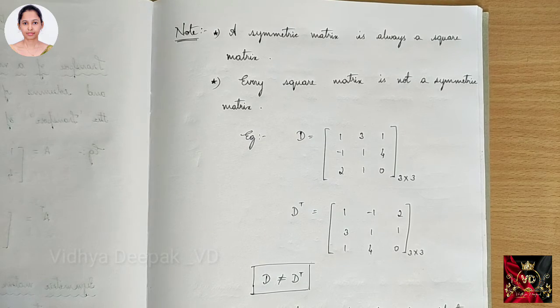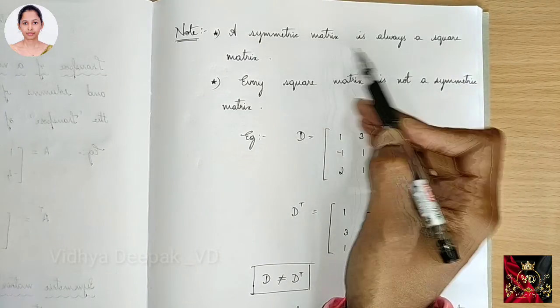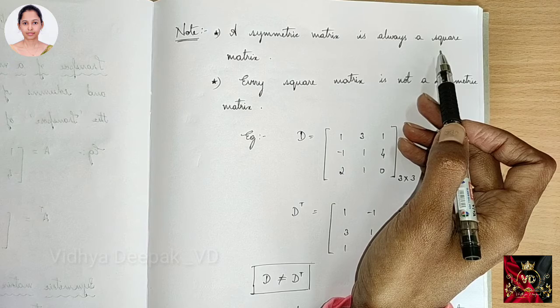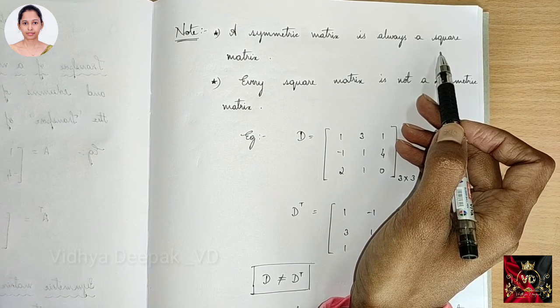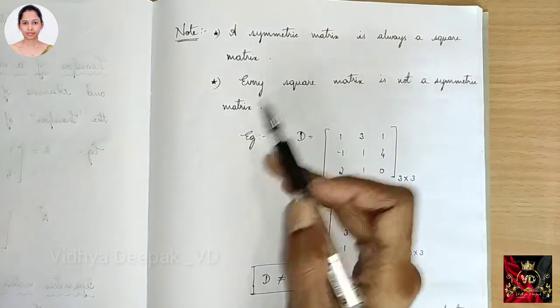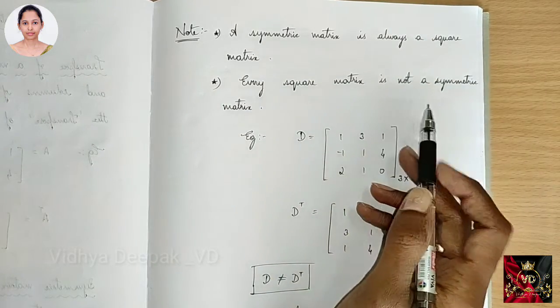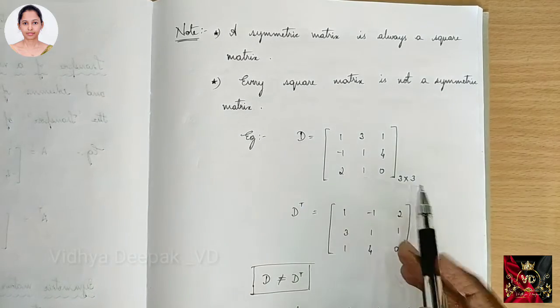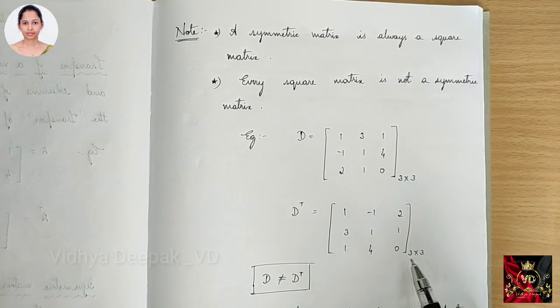So two things which we have to keep in mind when we are checking for symmetric matrix conditions. Symmetric matrix is always a square matrix. So if the matrix is not square, it will not be a symmetric matrix. So every square matrix is not a symmetric matrix. We will understand this by an example. This is a square matrix, right? 3 cross 3, 3 cross 3.